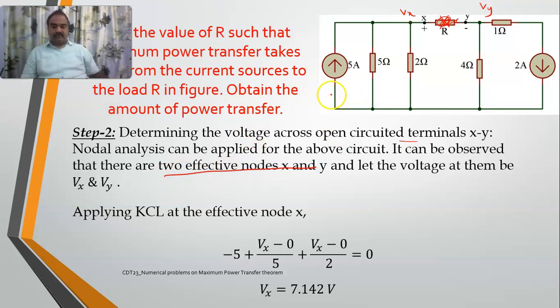Now at each of these effective nodes, you should apply the KCL. So now I am applying KCL. How many paths does it have?